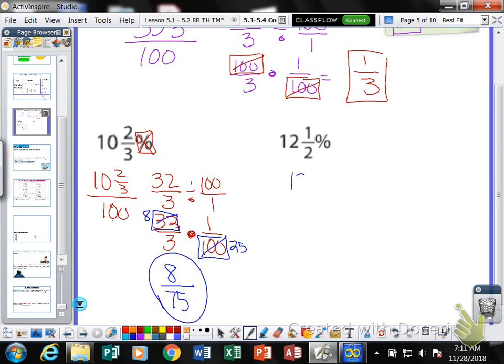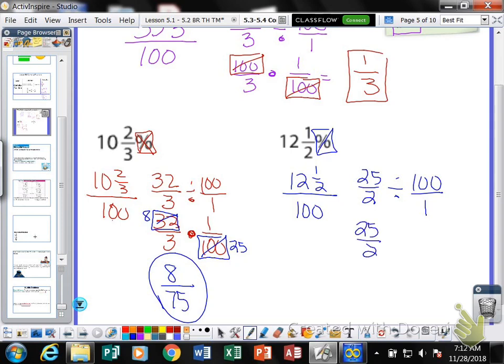12 1/2%, so 12 1/2 over 100. Drop the percent sign over 100. Rewrite 12 1/2 as an improper fraction, so that's 25 over 2 divided by 100 over 1. Keep, change, division to multiplication, reciprocal. So 1 over 100.